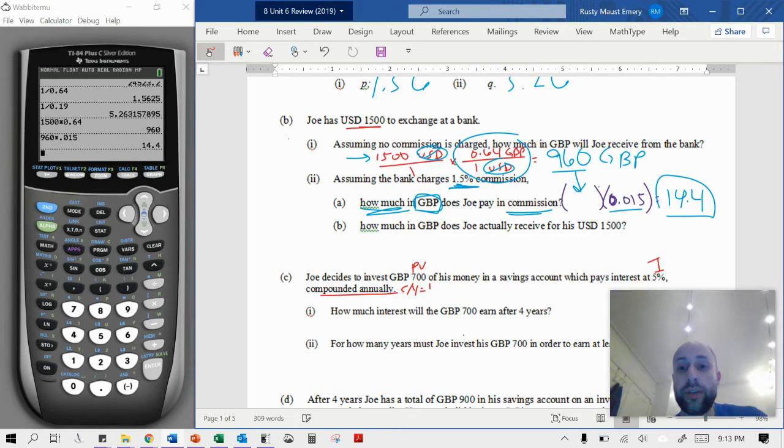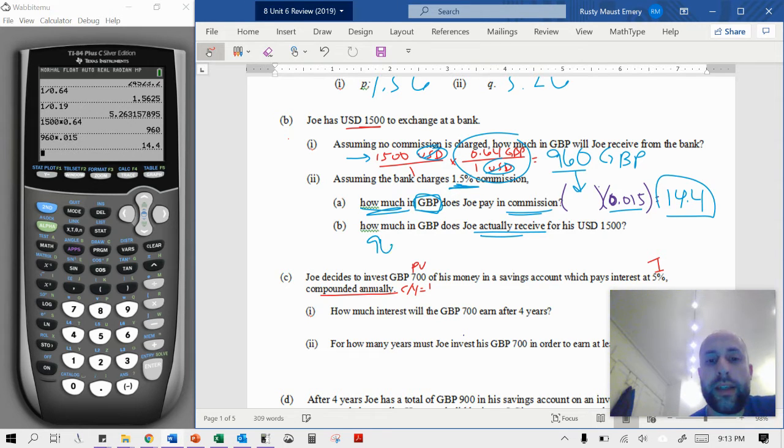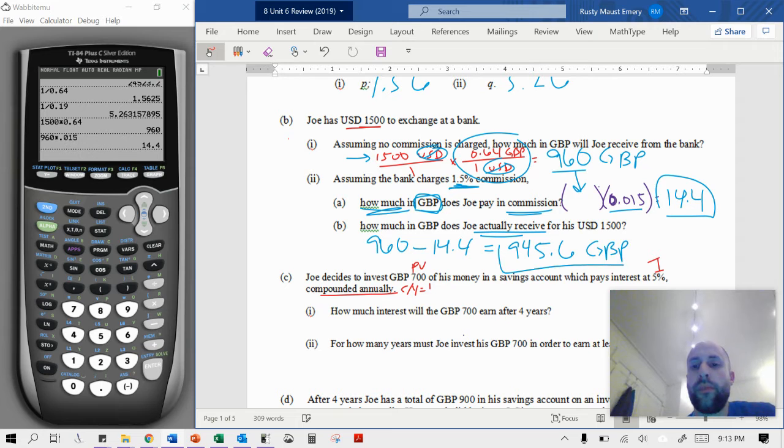For part 2, how much do we actually receive? Well, that means I've got to take the 960 that I originally got minus the amount of commission, and that will be the total that Joe actually gets to spend, right? So if I subtract that, it'd be 945.6. Again, that is in pounds.